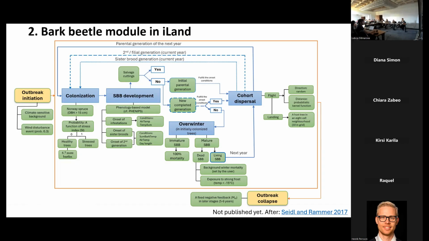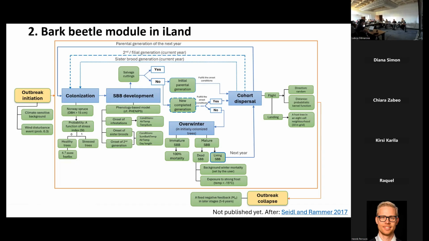Okay, so the bark beetle module was first published and started to be implemented from 2017, a few years after the initial publications. An outbreak in iLand is triggered either by wind damage or by a climate sensitivity background, which is mostly related to drought. It is the probability of infestation to happen in one cell, modified by a climate-sensitive factor related to precipitation from the previous year, so drought. These are the only triggers.